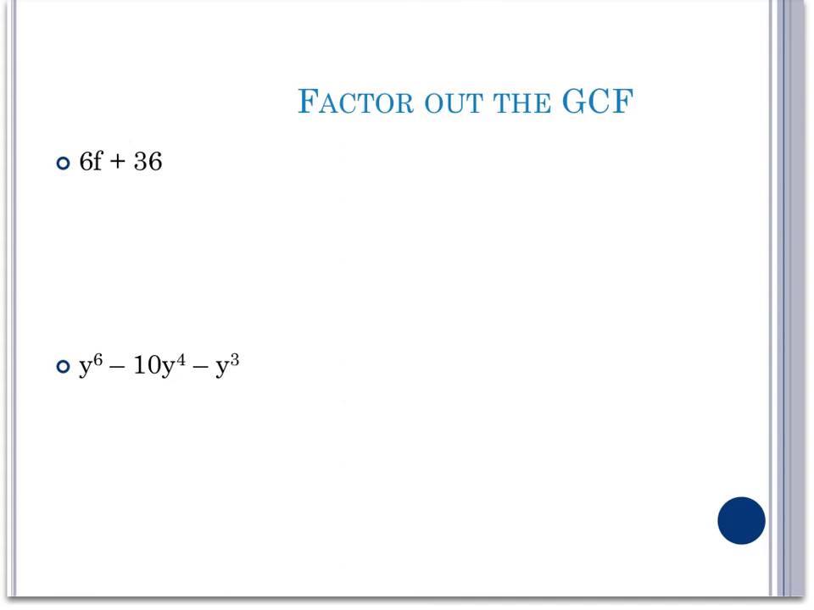So a little practice here at the end, factoring out the greatest common factor. 6f plus 36. Well, it's important to notice that there are no variables in common between these two expressions, but there's definitely a number in common. That number is 6. So I'm going to factor a 6 out of both terms. If I factor a 6 out, that means I am left with an f plus 36.